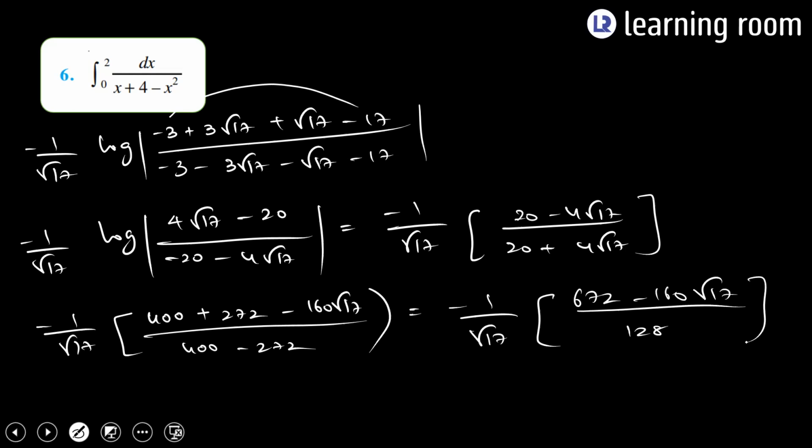What are the common multiples? 4, 8 will work now. 8 is working. So minus 1 by root 17 into, if I divide with 8, I get 84 minus 20 root 17 divided by 16. We can simplify it by 4 more. This answer is matching with the book.